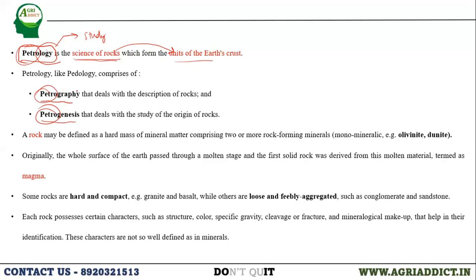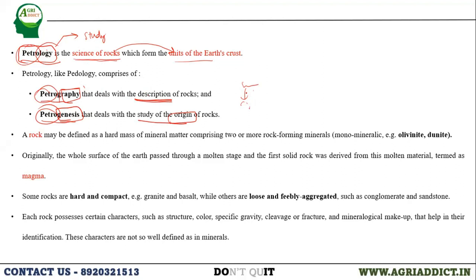Next is petrography, like demography, geography. Graphy means description. It will give a description of the rocks. So just focus on the key point here: petrography means description, petrology is the science of rocks. Next is petrogenesis. Genesis means how it originated, so that is the study of the origin of rocks. Genesis means from ancestry, how it is coming, the generations, pedigree and all.